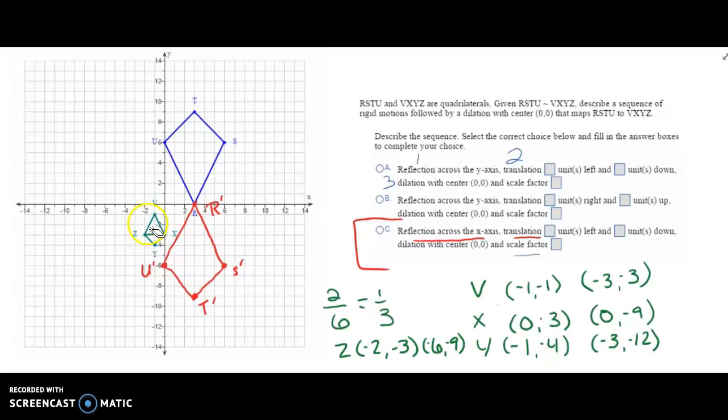Okay, so now I'm going to make that new one. So V is going to be -3, -3. So this is V prime. X is going to be 0, -9. This is going to be X prime. Y is going to be -1, -4. No, that's the current one, -3, -12. And Z is going to be -6, -9.